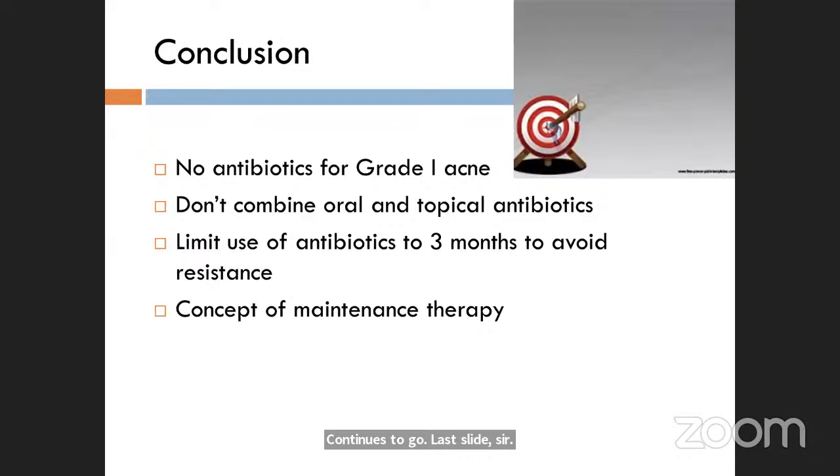So the take home message for you at your end would be, don't use antibiotics if you are just seeing comedones, and don't overuse antibiotics for a very long time. Limit their use to 3 months. Make the parent and child understand the concept of maintenance therapy, that is tretinoin cream to be applied for many years. And last slide, sir.